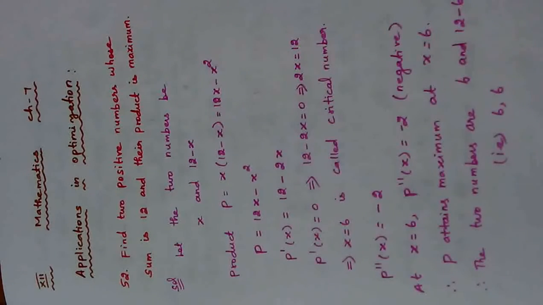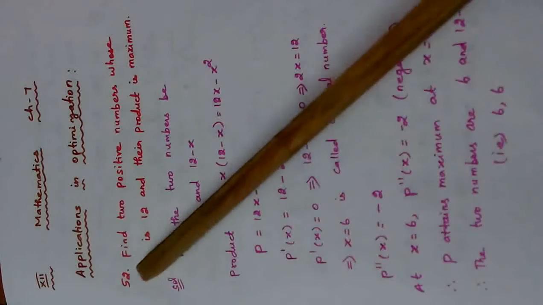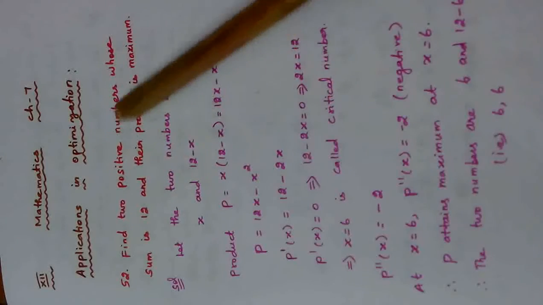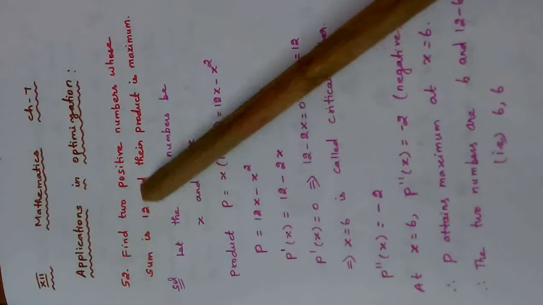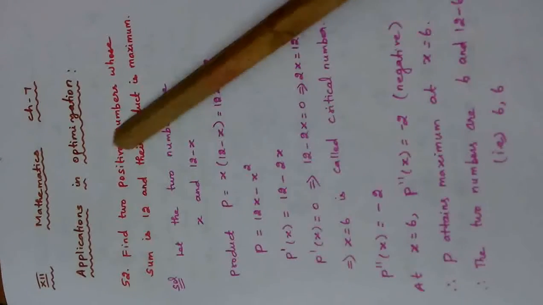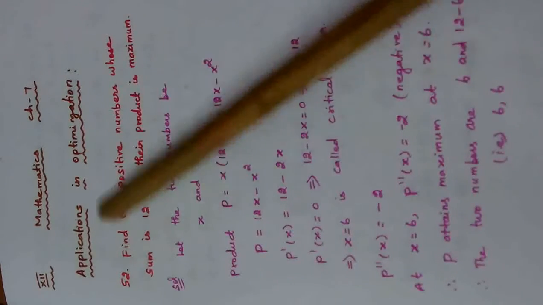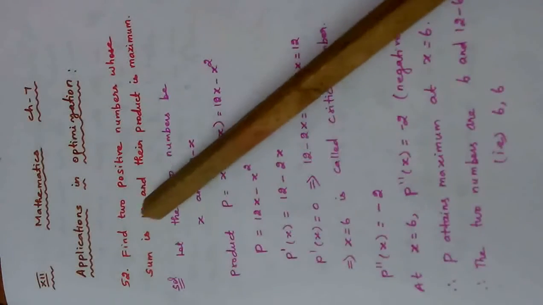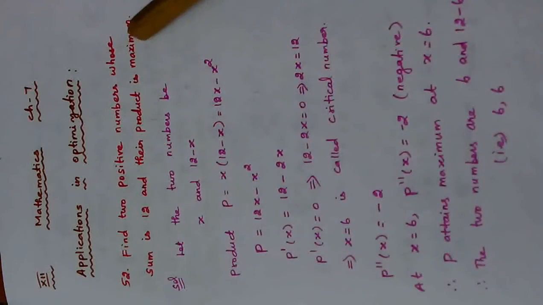In order to get a perfect result, we are going to apply the concepts that we have learnt before. By seeing the problems, we are going to analyze how we apply the local extremum concept to solve real life problems. Question number 52. Find 2 positive numbers whose sum is 12 and their product is maximum.